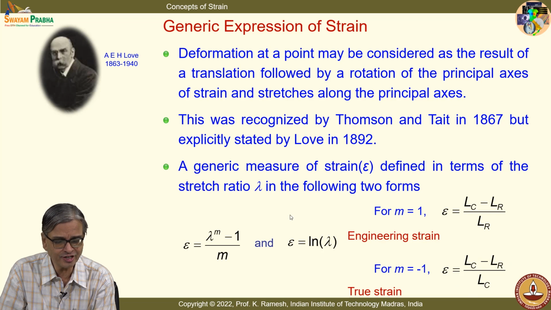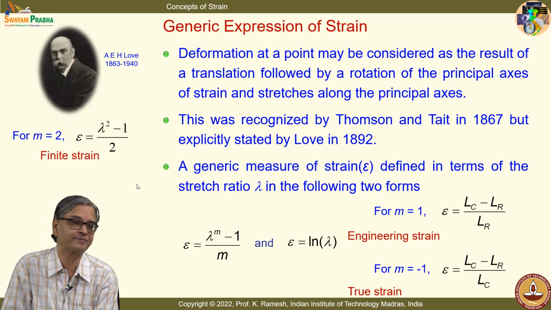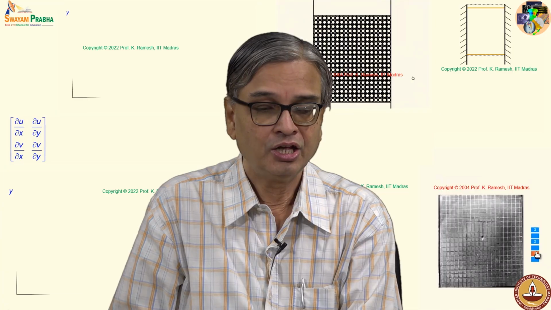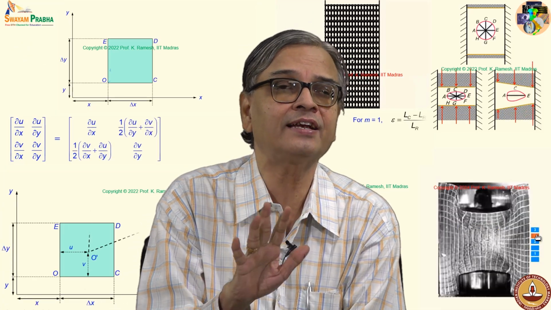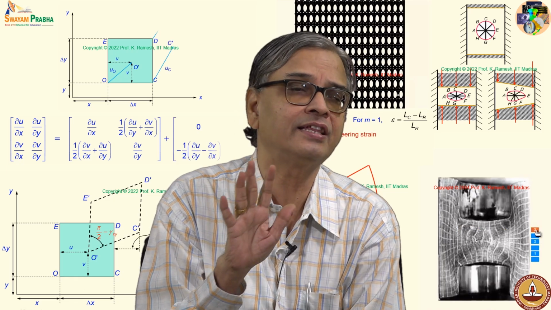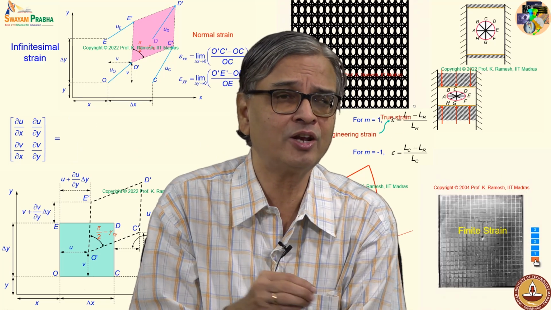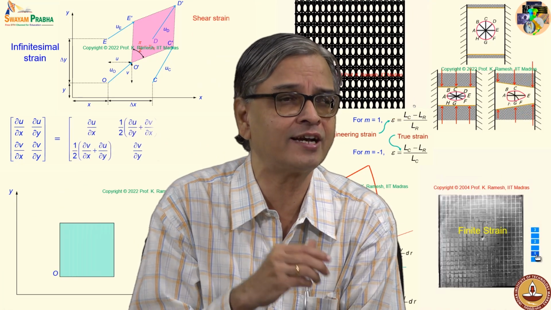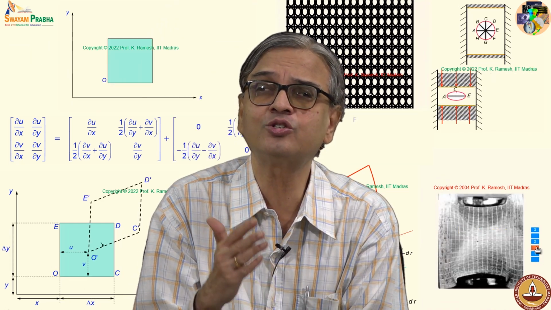And it is also interesting to see when I have m equal to 2, this epsilon goes to lambda squared minus 1 divided by 2. This is nothing but your finite strain. So, my idea is to give you a bird's eye view of the current type of thinking in advanced literature. It is necessary. You may not have a background to fully understand or develop it mathematically, but you should know such quantities do exist.